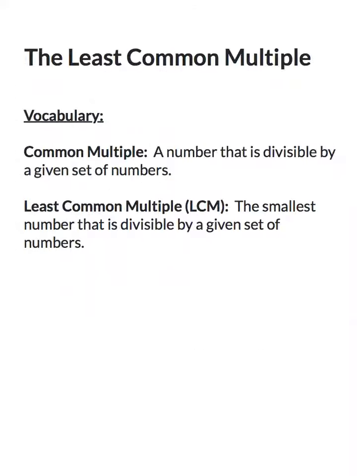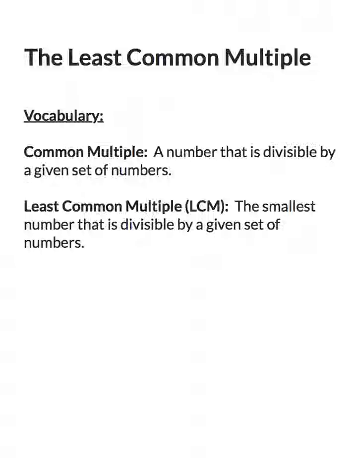Starting with some vocabulary terms, a common multiple is a number that is divisible by a given set of numbers. This is the exact opposite of what it means to be a common factor. A common factor is a number that divides a given set of numbers, whereas a common multiple is a number that is divisible by a given set of numbers.